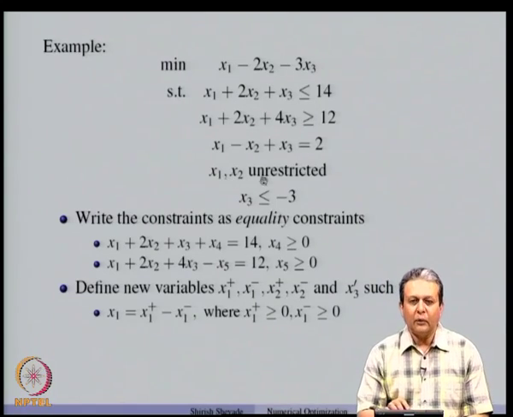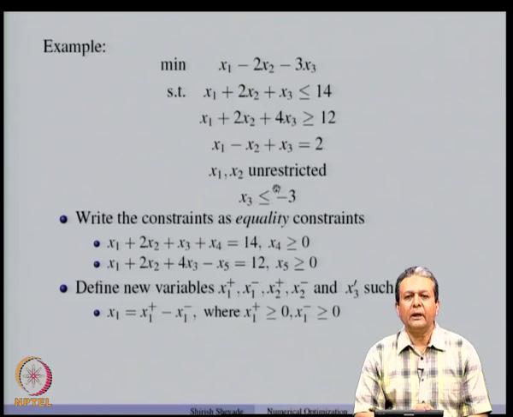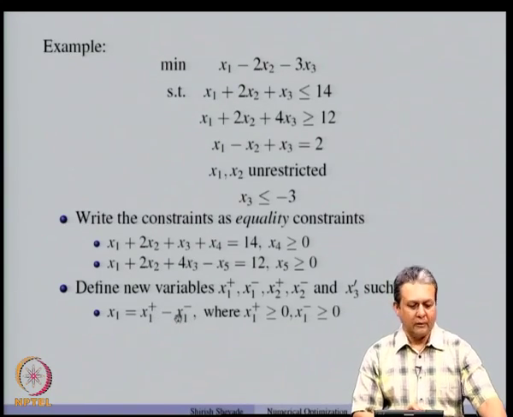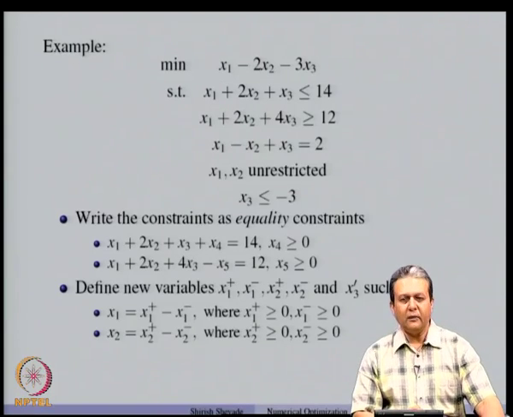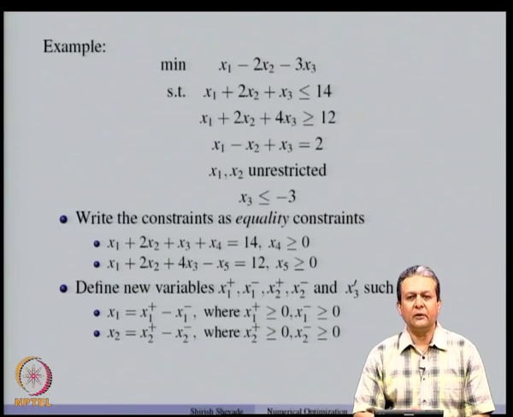Since x1 and x2 are unrestricted, we can define the variables x1 plus and x1 minus and x2 plus and x2 minus, such that x1 can be written as the difference of x1 plus and x1 minus, where x1 plus and x1 minus are both non-negative. Similarly for the variable x2, because it is also unrestricted in sign, x2 is equal to x2 plus minus x2 minus, where x2 plus and x2 minus are again non-negative.